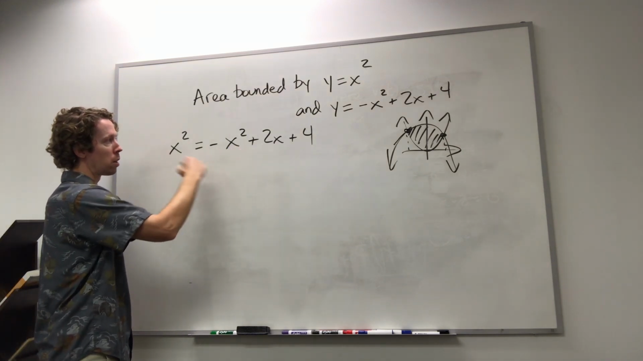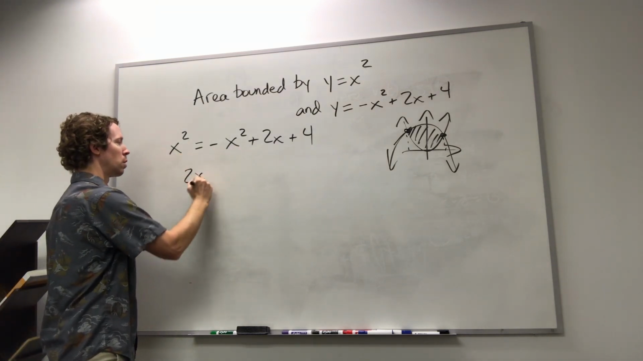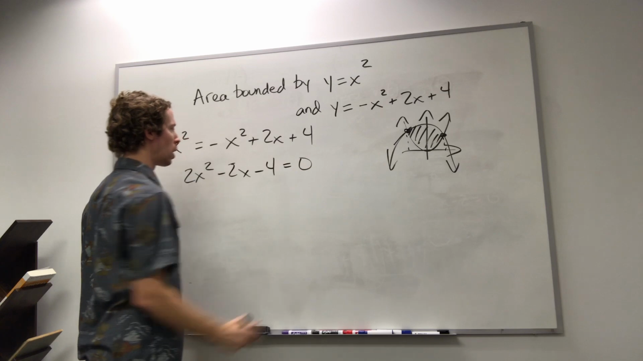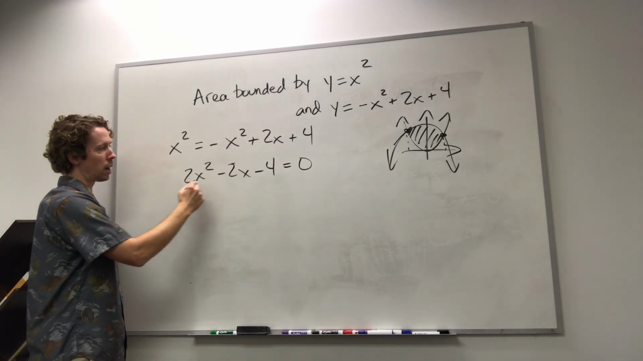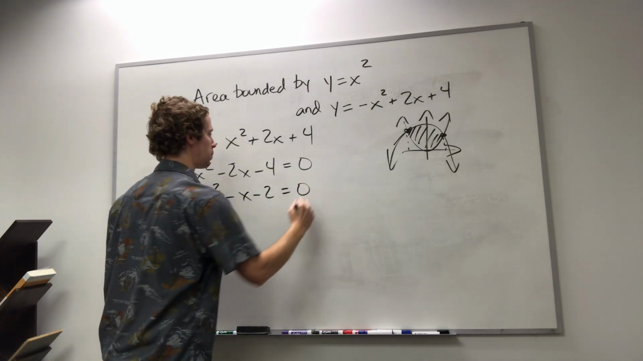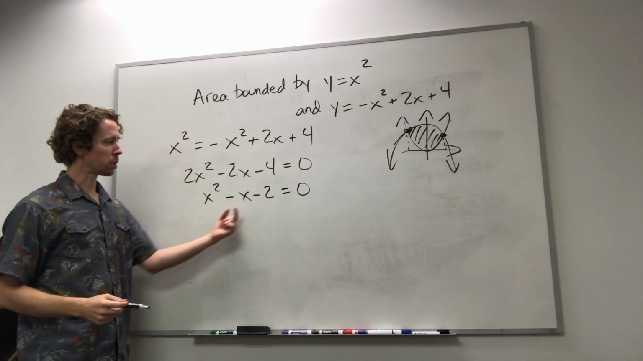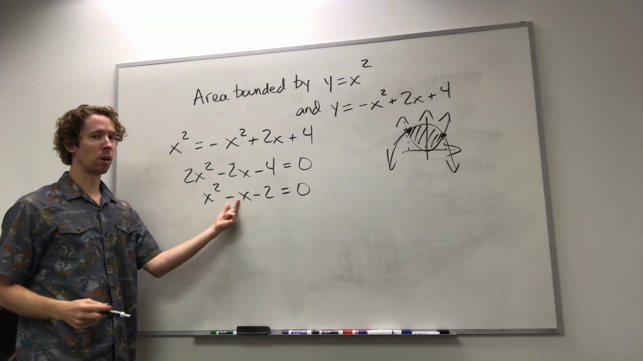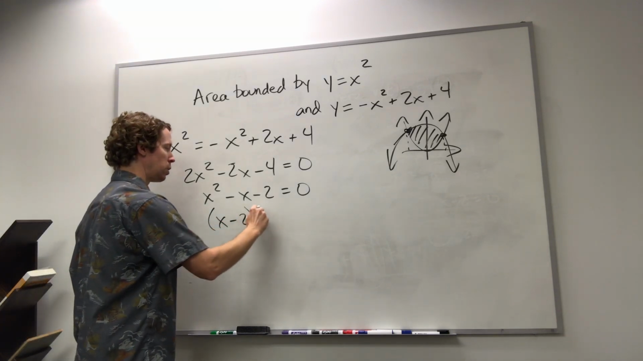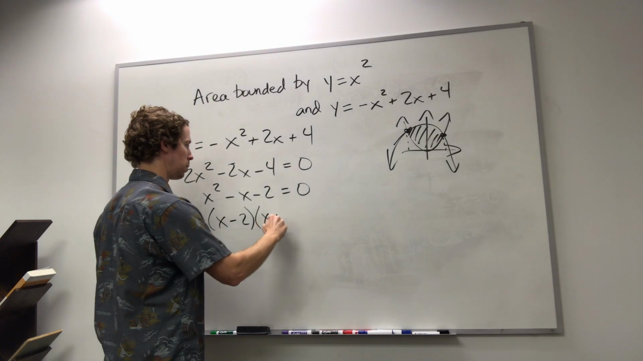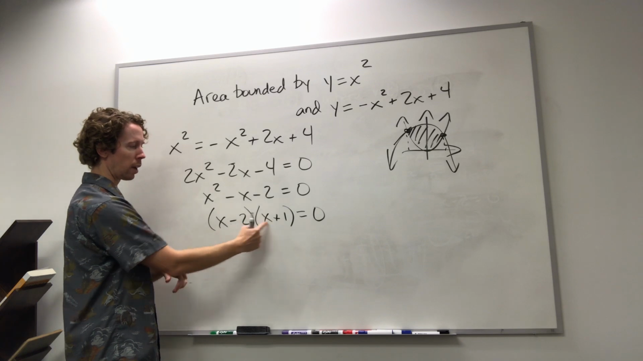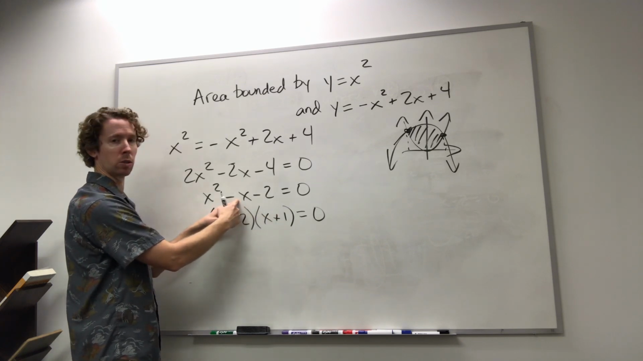So I'm going to move everything over to the left, add x squared to both sides, subtract 2x, subtract 4, and on the right you've got 0. I see I can divide both sides by 2 to simplify this. Now I need two numbers that multiply to negative 2 and add to negative 1 if I can factor. So I see that I can do that by choosing negative 2 and positive 1. Now if I multiply this out, the two middle terms will be negative 2x and plus 1x. They'll combine to a negative x.